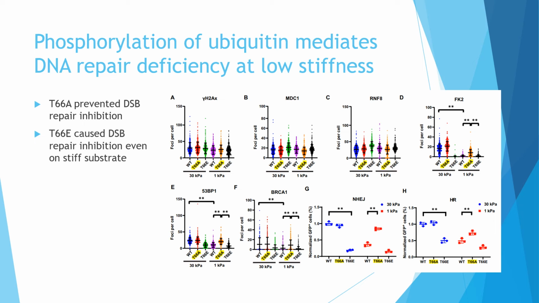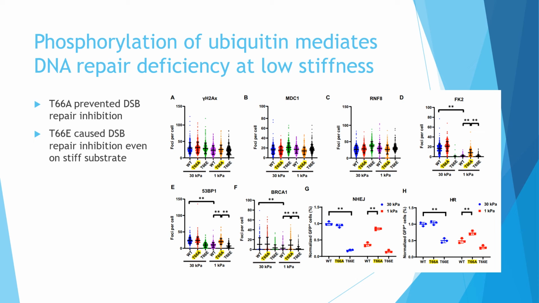And then we see in T66A, in which ubiquitin was never phosphorylated, even on the not stiff substrate, pretty much recovery of those levels of FK2 as well as 53BP1 and BRCA1, indicating that by blocking ubiquitin phosphorylation, we can avoid those negative effects of the soft substrate, which were, of course, seen in the wild type as well, as in the previous studies.